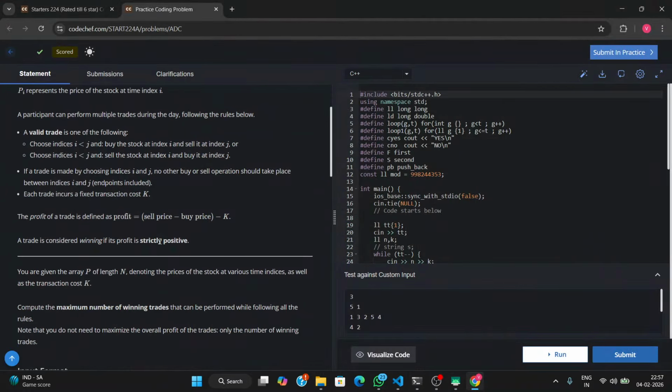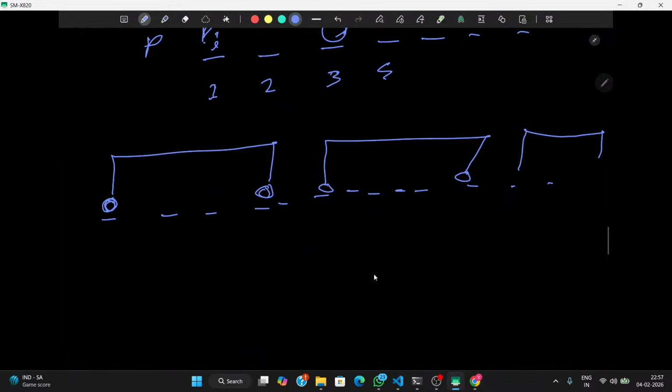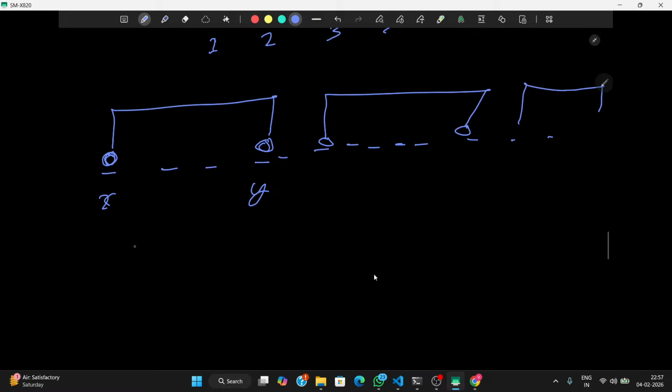Now, another thing is that there is a transaction cost, that is K. So what will be the profit without the transaction cost here? Suppose this was X, this was Y. If we buy the stock here and sell the stock at Y, or we did the opposite of it, then the profit that we can gain is simply mod of X minus Y. But since there is also a transaction cost K, we'll subtract it from here.